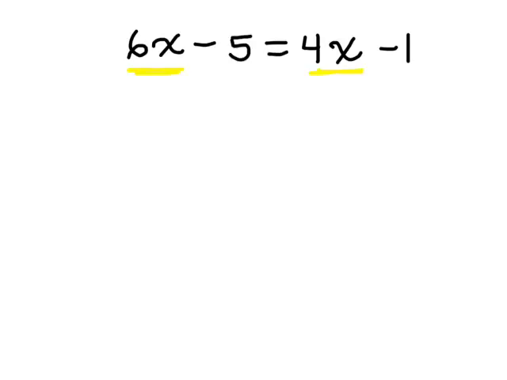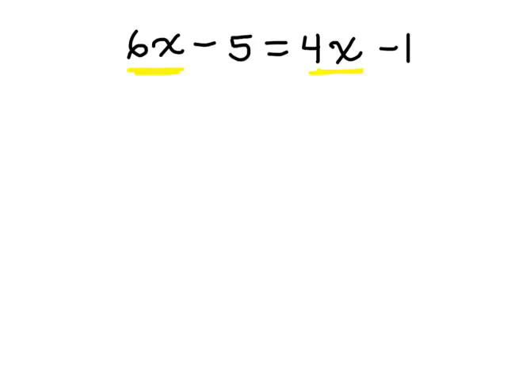So my hint to you is to always eliminate the smaller variable term. That way you'll eliminate working with a lot more negatives. So let's start solving this guy. And the first thing I want to do is determine which of my variable terms is smallest. So 4x is smaller than 6x, so I want to try and eliminate that 4x.